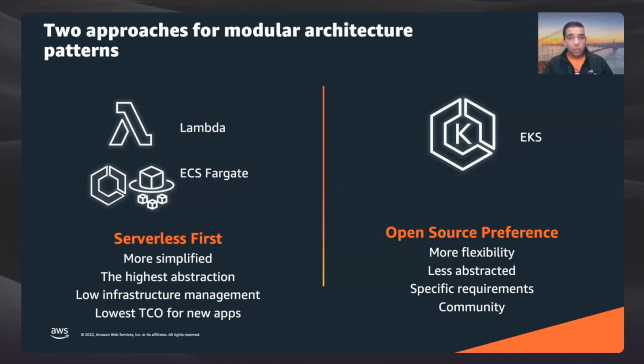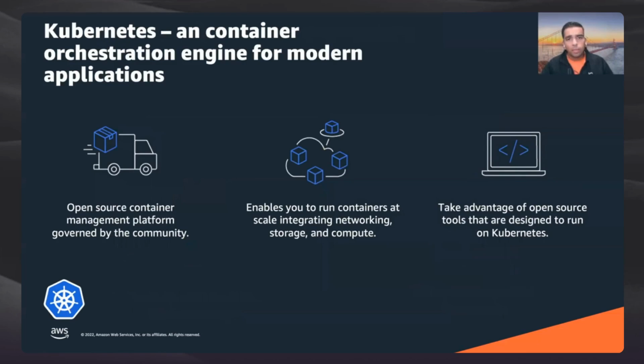Whereas for customers who want to optimize for speed of delivery, we highly recommend they start with the serverless first approach and then move on to something like ECS Fargate and Lambda and leverage those services as they embark on their modernization journey. In this talk, we're going to focus on Kubernetes and building applications on top of Kubernetes.